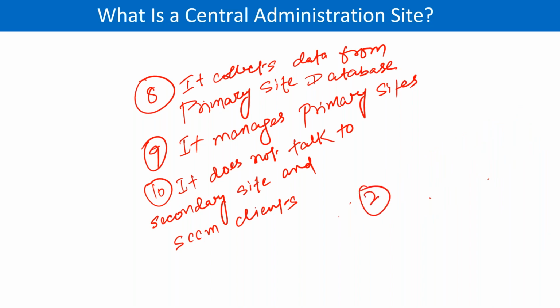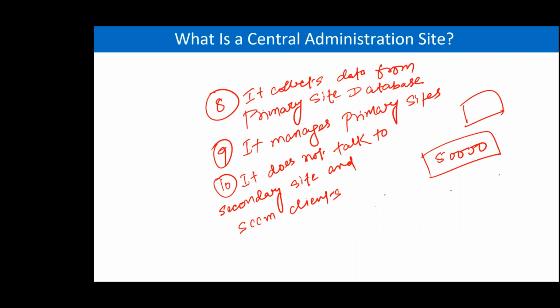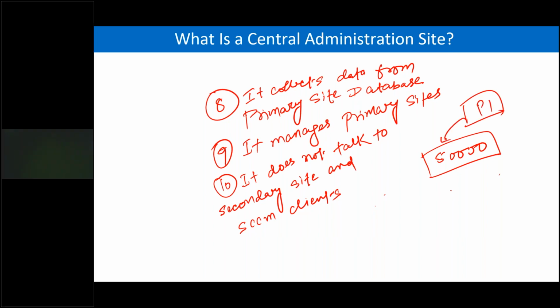The second scenario is, let's say there are only 50,000 computers, for example. There are 50,000 computers, and you already have a primary site to manage these 50,000 computers. For example, this company name is LinkedIn. Okay, 50,000 computers are there, and primary site 1 is managing all these LinkedIn devices.